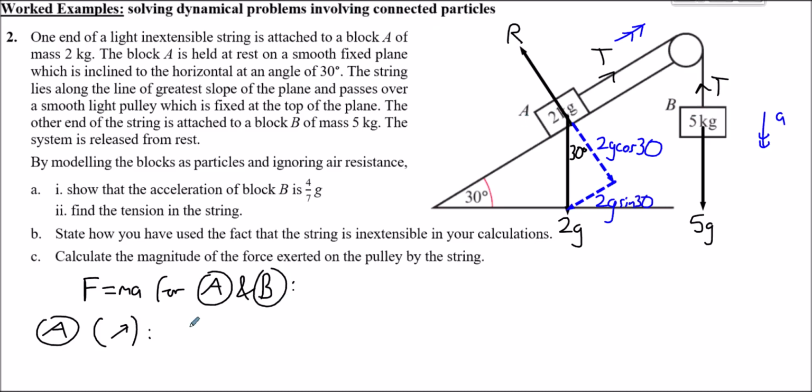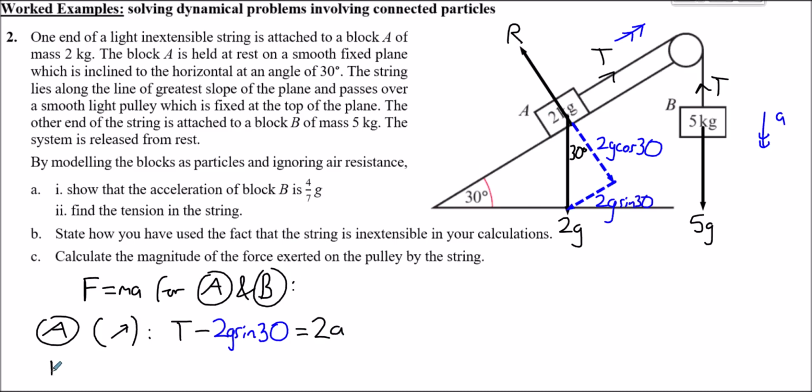So going up the slope we have T, and opposing that, minusing that, we need to do 2g sine 30. So T minus 2g sine 30 is going to equal the mass of A, which is 2, multiplied by the common acceleration.